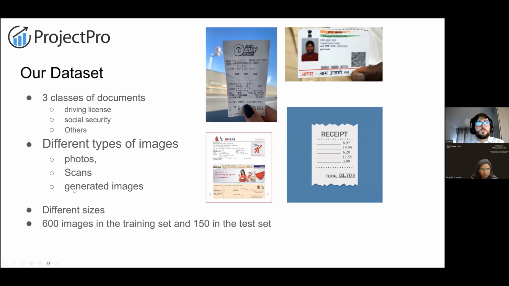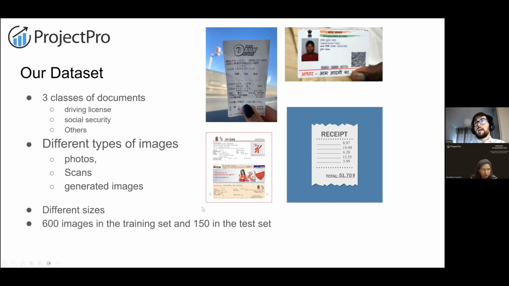We also have photos, scans, and generated images to also have some variety in the dataset, and images of different sizes. This dataset is small since we don't want to spend too much time waiting for the training procedure to end. We want just to get an idea of how things work. We have 600 images in the training set and 150 in the test set.